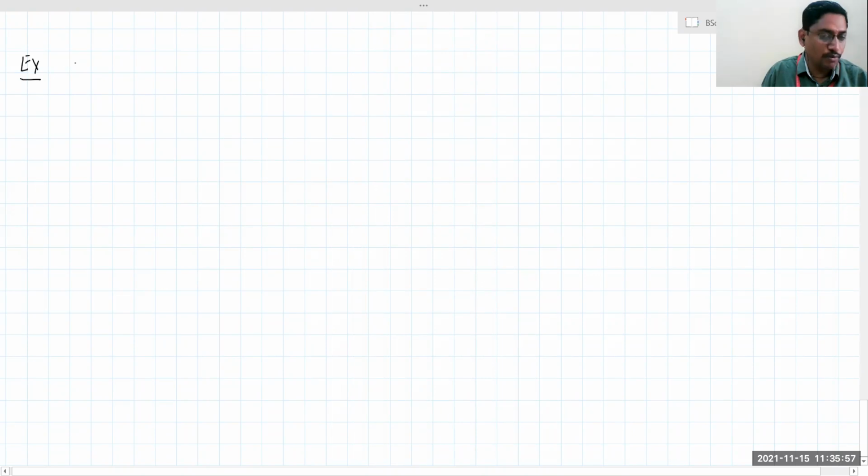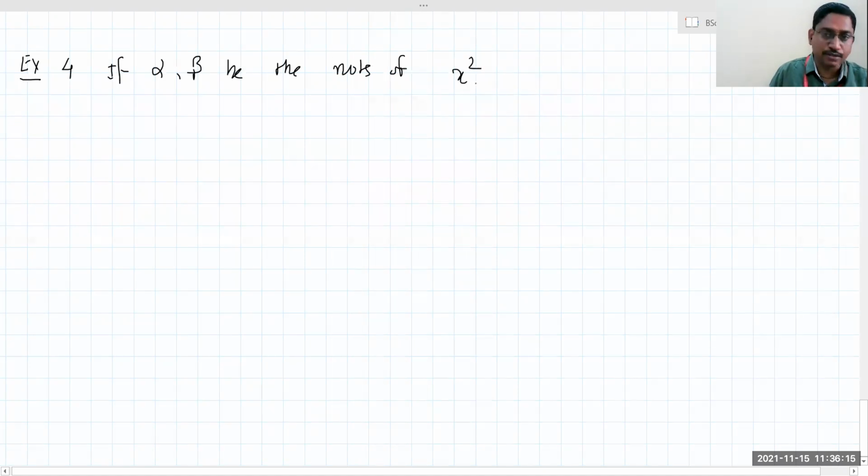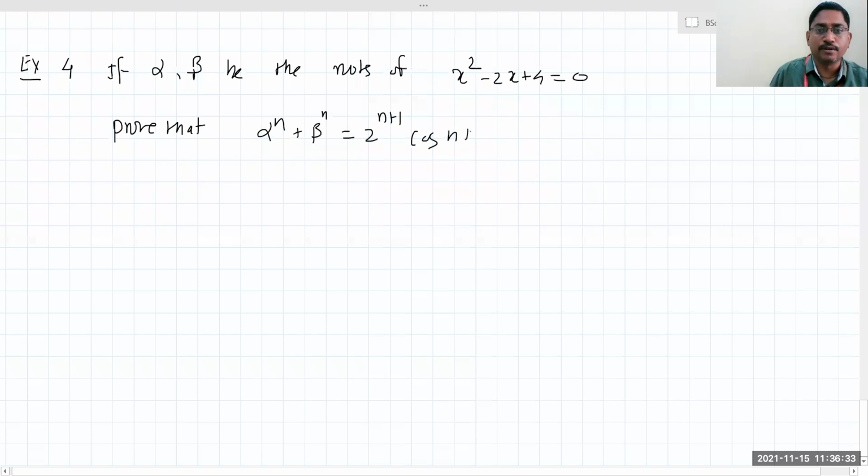Next, example number 4. I will write. If alpha, beta be the roots of this equation, x square minus 2x plus 4 equal to 0, prove that alpha raised to n plus beta raised to n is equal to 2 to the power n plus 1 cos of n pi by 3.